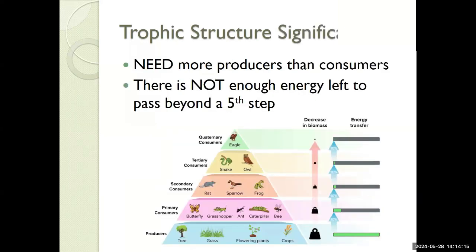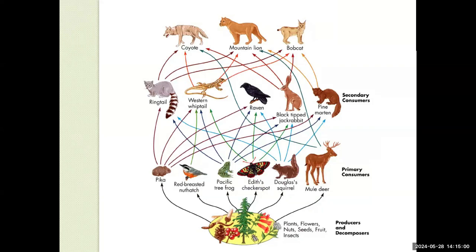Beyond this, however, you will not find another organism, because as is the nature of a pyramid, you need more producers than consumers to stabilize the structure, to perpetuate this structure. And what we find is along the way, at each step, there's less available energy to be passed on to the step above it. And so by the time you get to your quaternary consumer, there's not enough energy left to pass to an organism beyond this point. And so while food webs can get very messy and complex, we see the same general theme: more producers than consumers, more prey than predators, and it does not go beyond a fifth step.